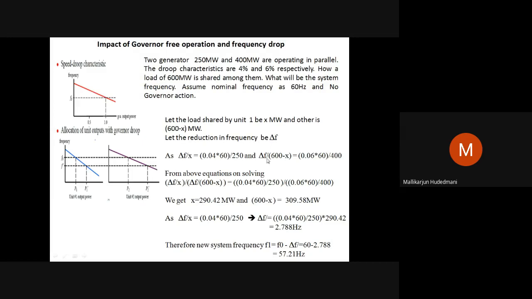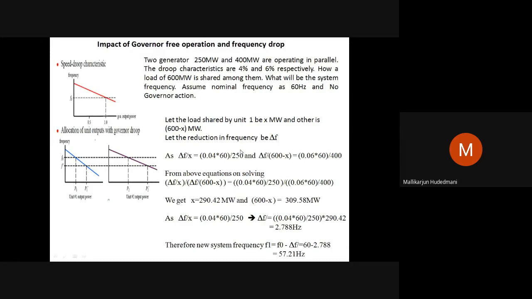290.42 megawatt. And what is 600 minus X then? 600 minus X stands as 309.58. If I add these two, it should become 600. This is how it is in proportion to their capacity. You can see 290 is smaller, 309 is larger. So sharing of power takes place in proportion to the capacity and characteristics of the machine.